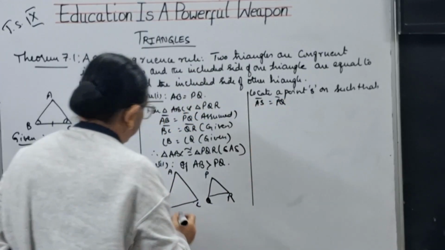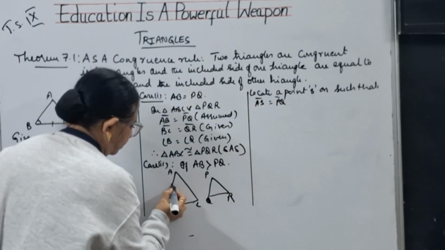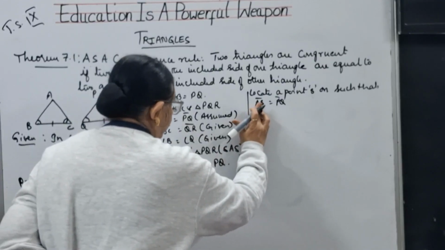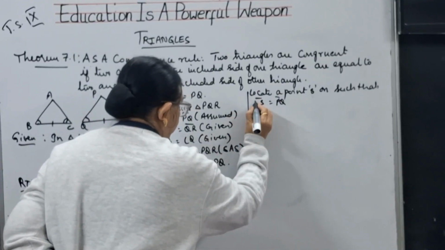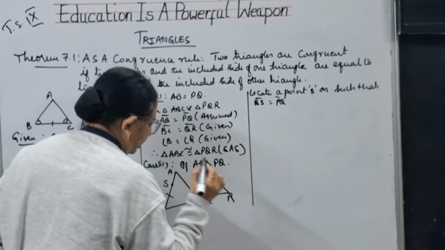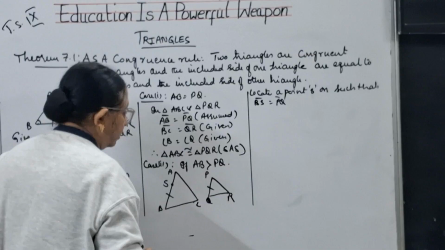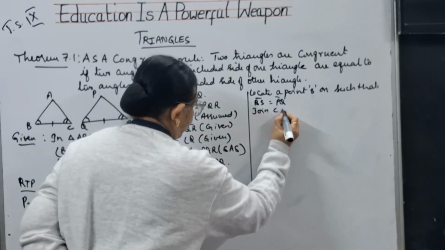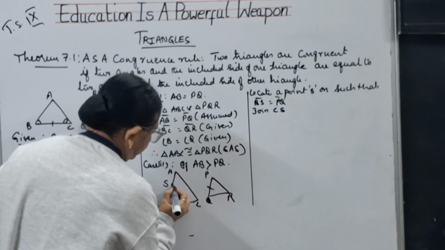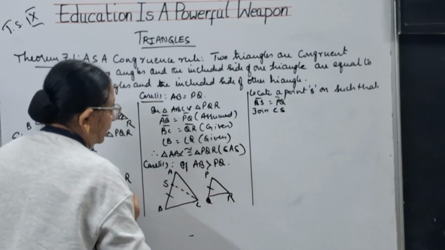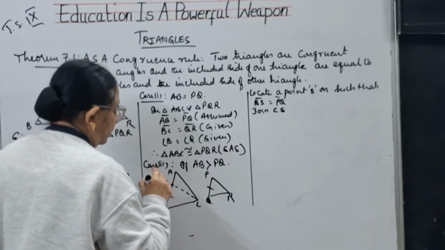So I am keeping a point S here such that BS is equal to PQ. These two are equal. And what you have to do? You have to join CS. So, when you join CS, you are getting a triangle BCS.